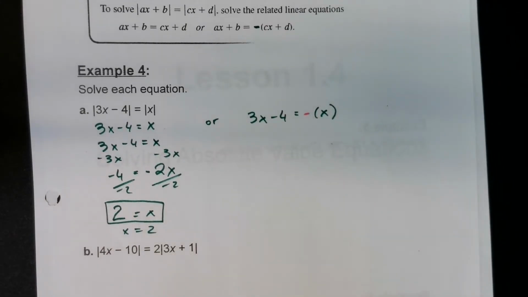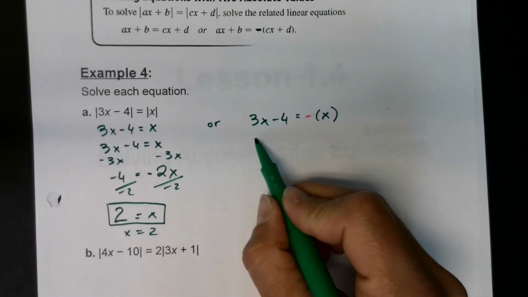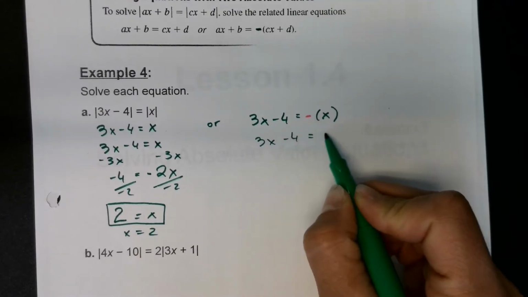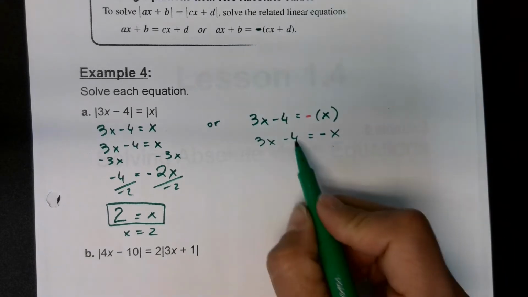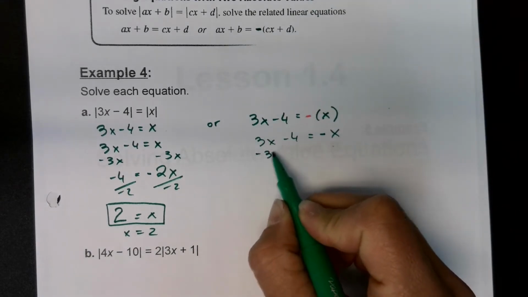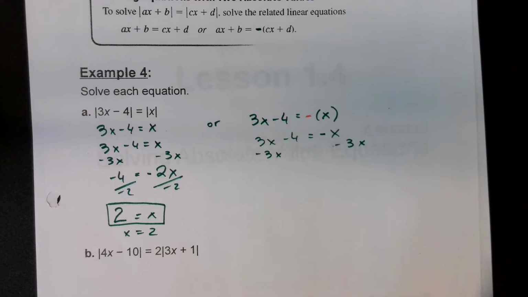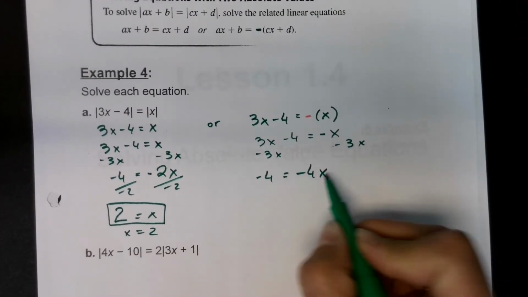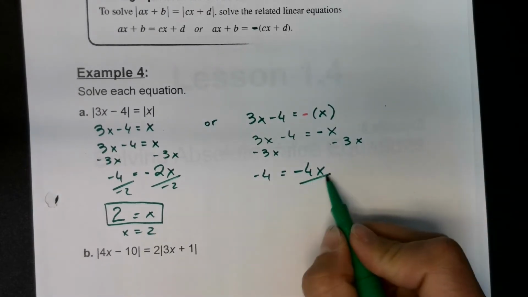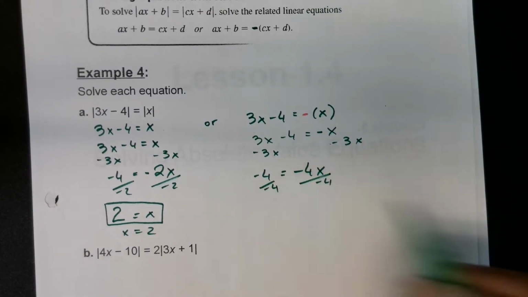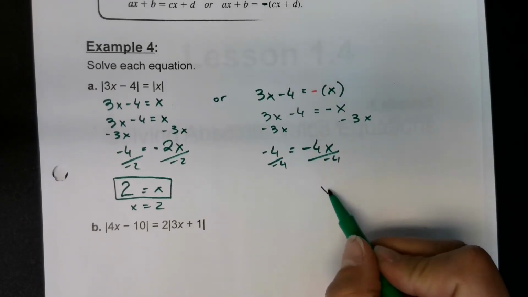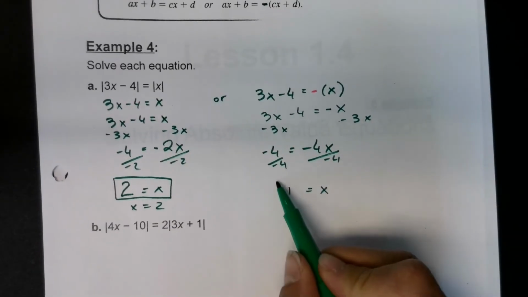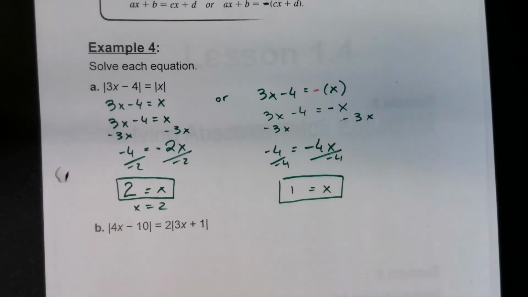It's the same thing. Now this one, 3x minus 4 equals just negative x. I'm going to move this x to the other side just because it seems a little easier. Negative 4 equals negative 4x. Divide by negative 4, because we're multiplying by negative 4. And what's our x? Did we get 1? Yay! Not bad at all, huh? Easy?